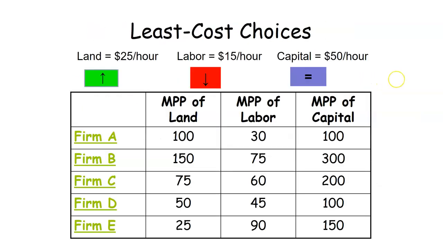So the worksheet starts by giving us the marginal physical product, or marginal product, of land, labor, and capital for 5 different firms. At the top, it tells us what the rates, or prices, are for those resources. So land is going to cost me $25 per hour, labor is going to cost me $15 per hour, capital is $50 per hour. So the first thing you need to do in order to figure out the least cost combination of resources is to determine what the marginal product per dollar is for each resource.